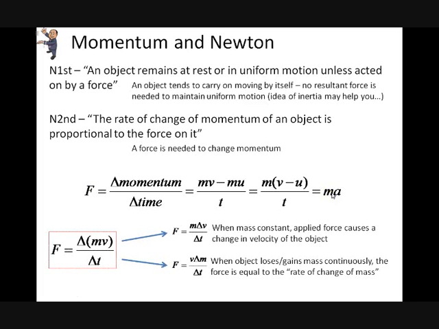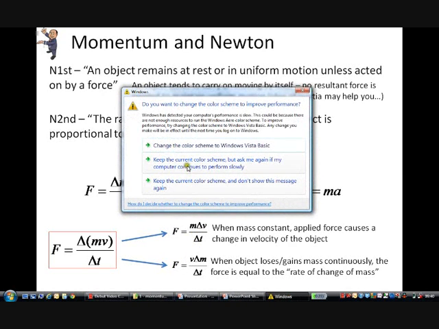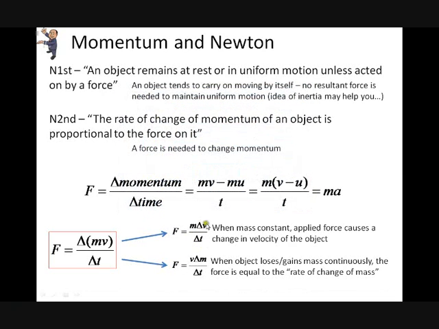But the year 13 equation is F equals delta mv divided by delta t. Just a little quick note, you might see this delta in different places. Here I've got a change in velocity caused by a force, and here I've got a change in mass caused by a force. So it's an m delta v or a v delta m.